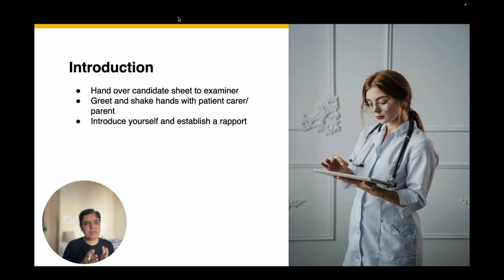Greet and shake hands with the patient, carer, or the parent, because this is usually scenario based and the patient is not there, there will be a role player. With a gentle, professional smile, introduce yourself and shake hands, say hello, because usually the name is given in the scenario. So say, Mrs. X or Y, my name is Dr. ABC, one of the pediatric doctors. I'm here to talk about your child's symptoms. So let's see these types of things.